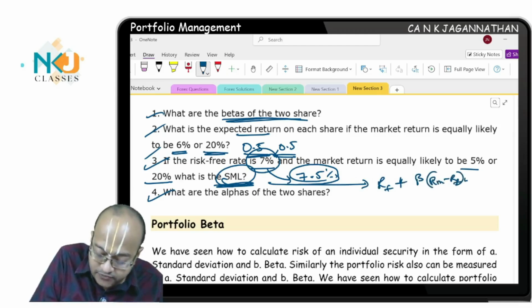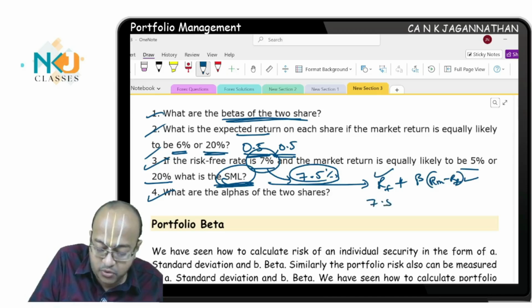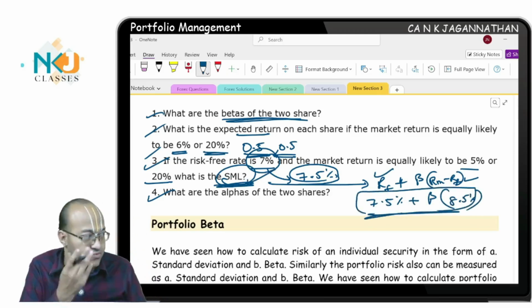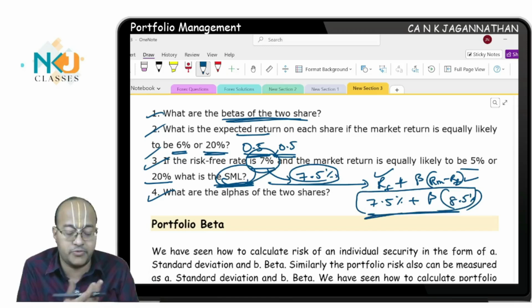Here, you will write RM minus RF, and RF also you will write, 7.5% plus beta into 8.5%. Like this you will write, because they have asked a line like this. That is the interpretation of the institute, I believe, from the question and the solution given.